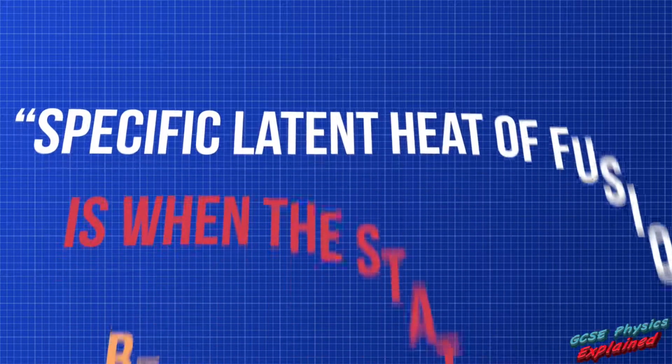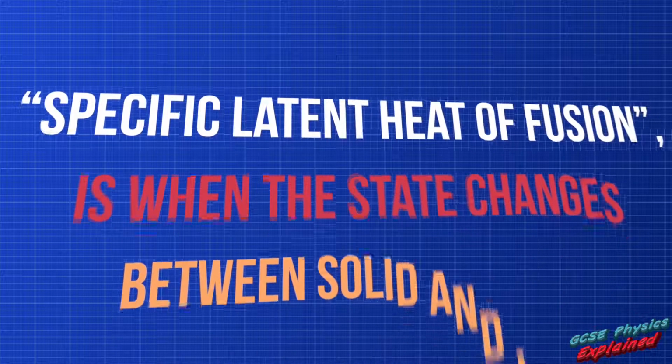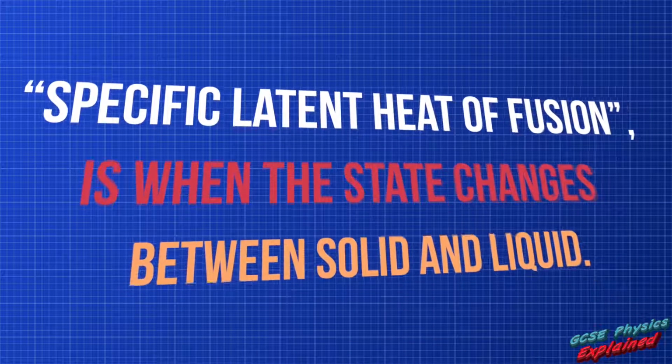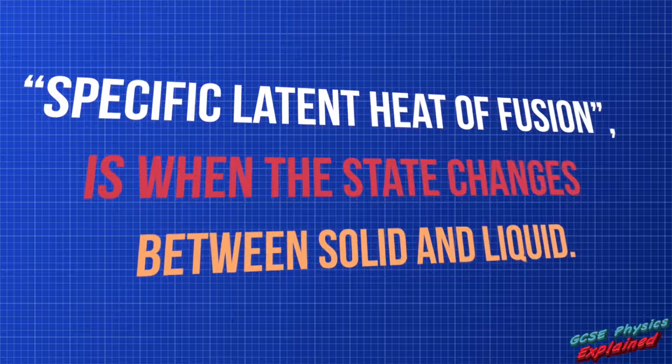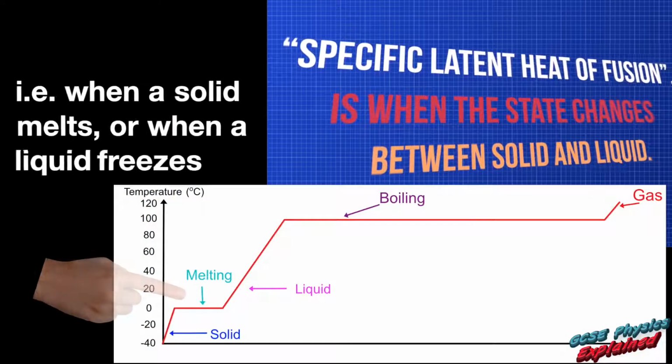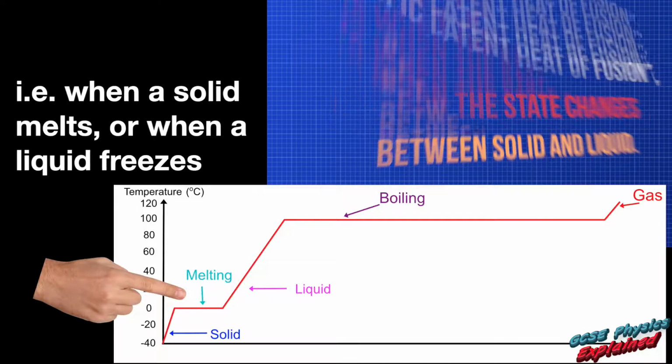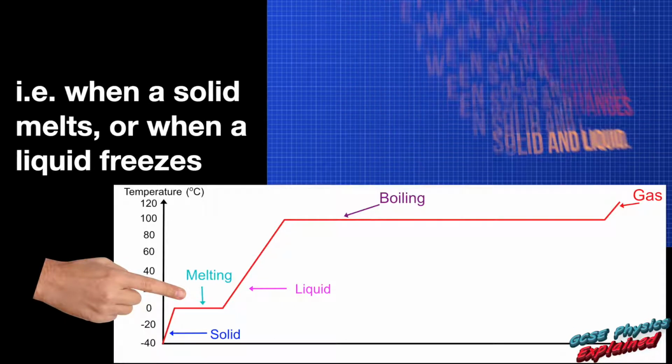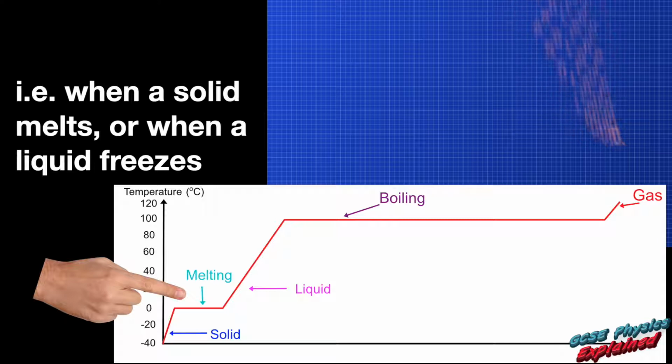There are two slightly different versions of specific latent heat that you need to know about. The specific latent heat of fusion is when the state changes between solid and liquid. In other words, when a solid melts or when a liquid freezes. The word fusion means to come together.